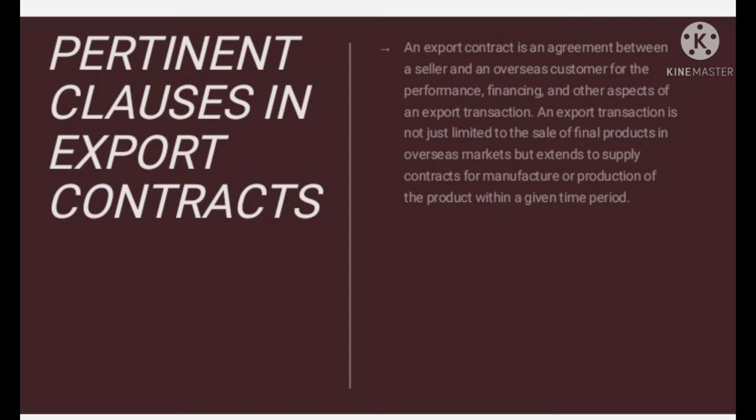Pertinent clauses in export contracts. An export contract is an agreement between a seller and an overseas customer for the performance, financing, and other aspects of an export transaction. An export transaction is not just limited to the sale of final products in overseas markets, but extends to supply contracts for manufacture or production of the product within a given time period.